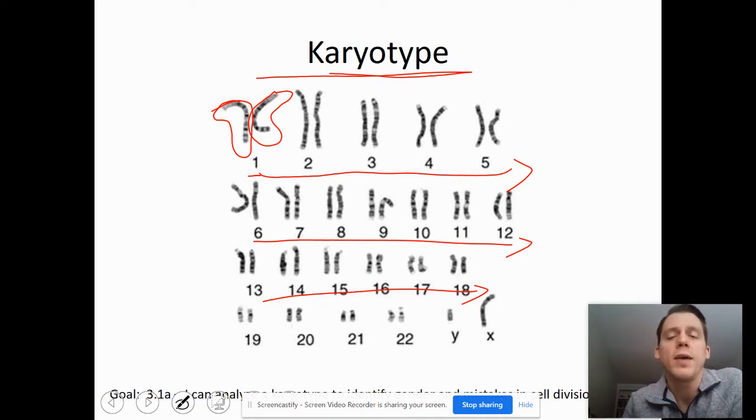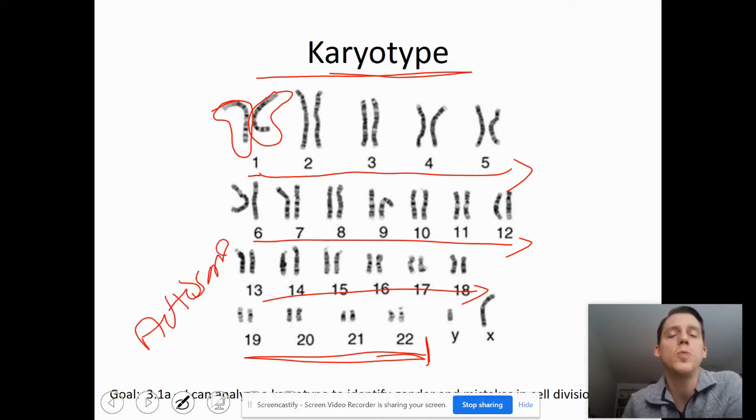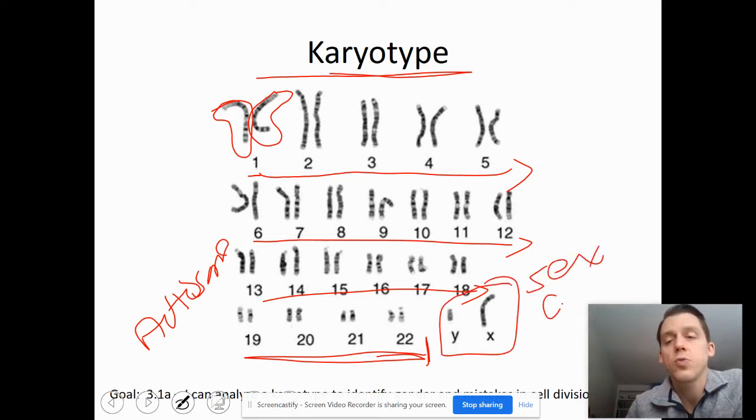So notice we have 22 pairs of autosomes all the way down to the bottom. These are your autosomes. 22 pairs, that's 44 chromosomes total. And then at the end, we have our 2 sex chromosomes.